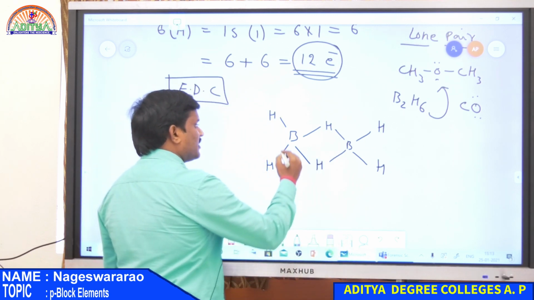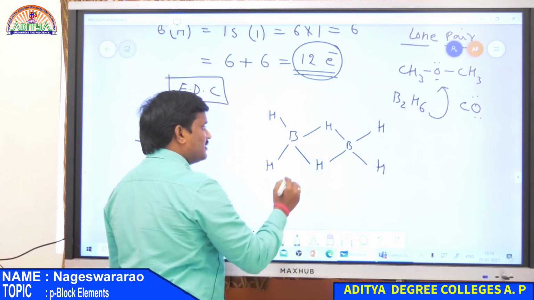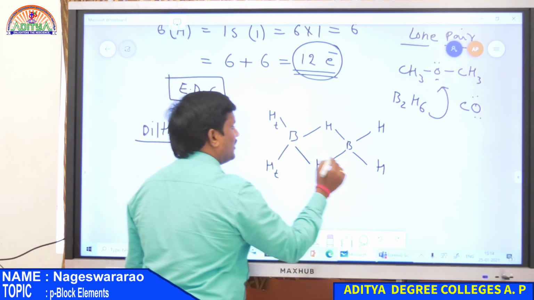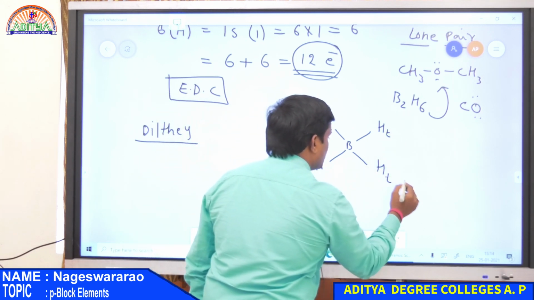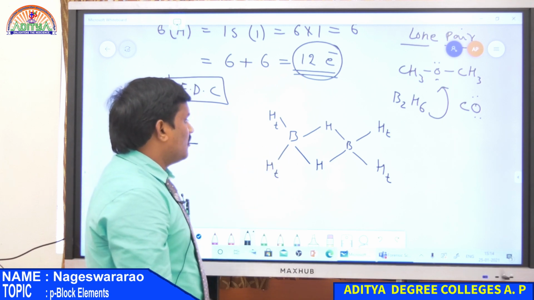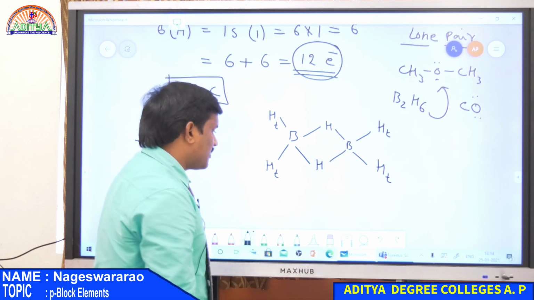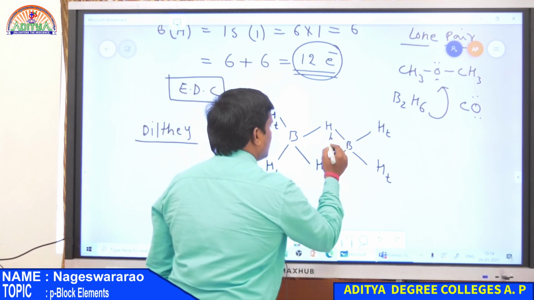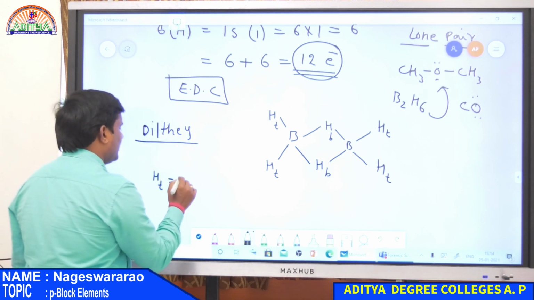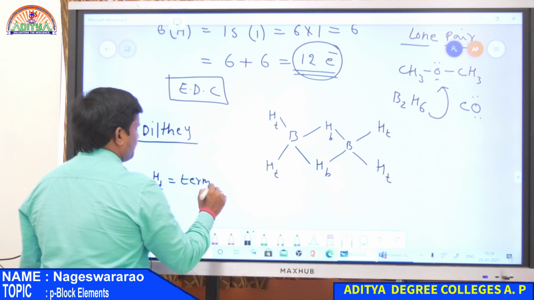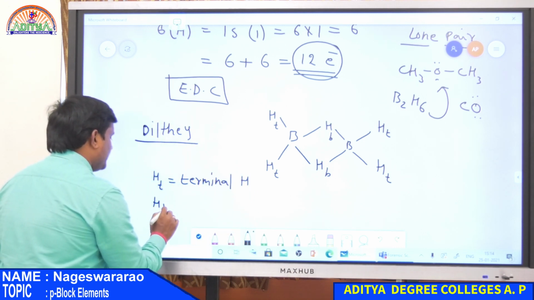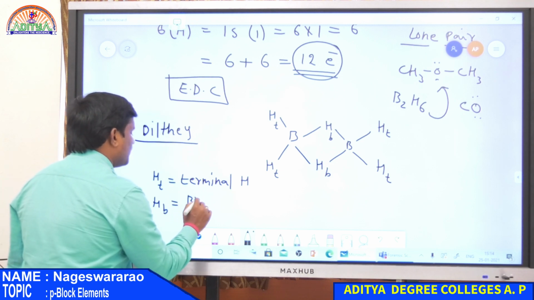So in this there are totally 6 hydrogen atoms, but these are of 2 types. These are known as terminal hydrogens. Therefore, according to Dilthey, in diborane 4 hydrogen atoms are terminal hydrogens and 2 hydrogen atoms are bridged hydrogens. HT is nothing but terminal hydrogen atoms, and Hb represents bridged hydrogens.